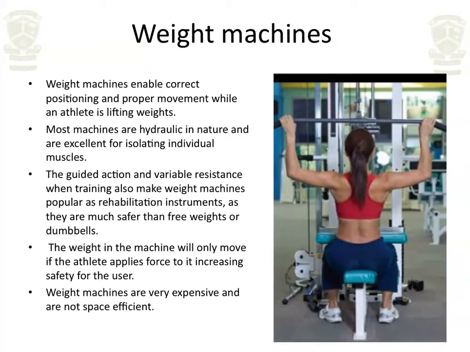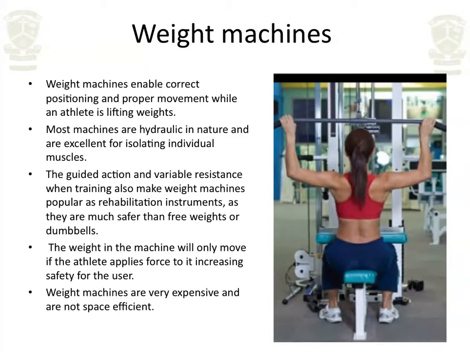If you look at it here, the machines are hydraulic and they're excellent for isolating specific muscles. As I said before, the guided action and variable resistance make it very popular for people, in particular with rehab, so rebuilding after an injury, because they are much safer than free weights because of the guided path of the machine itself. The weight in the machine will only move, as you can see by this picture, until the girl pulls down on the bar for a lat pull down.